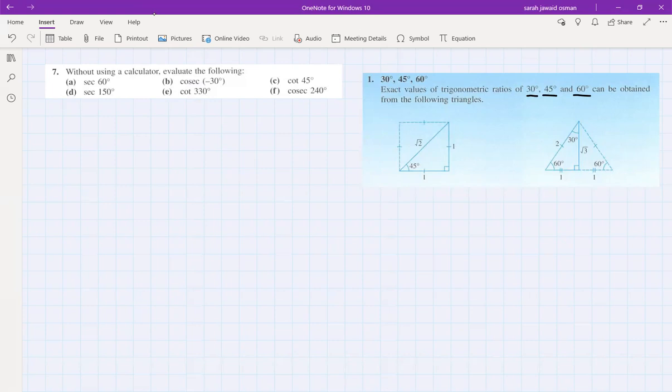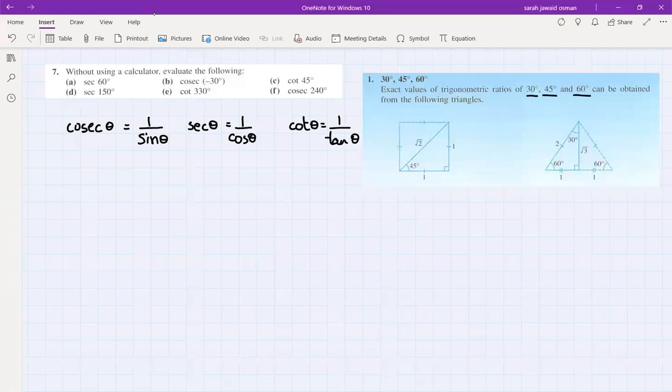Remember that this question is about reciprocal trigonometric functions. So a quick recap: cosec is simply the reciprocal of sine. Sec is simply the reciprocal of cos. And cot is a reciprocal of tan.